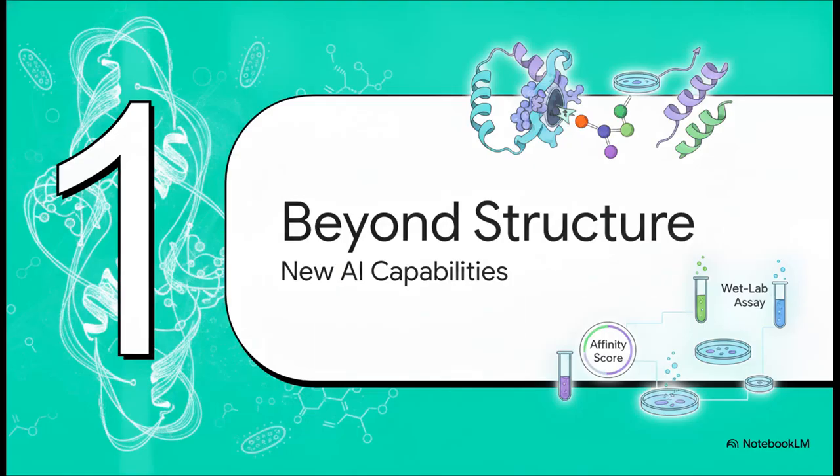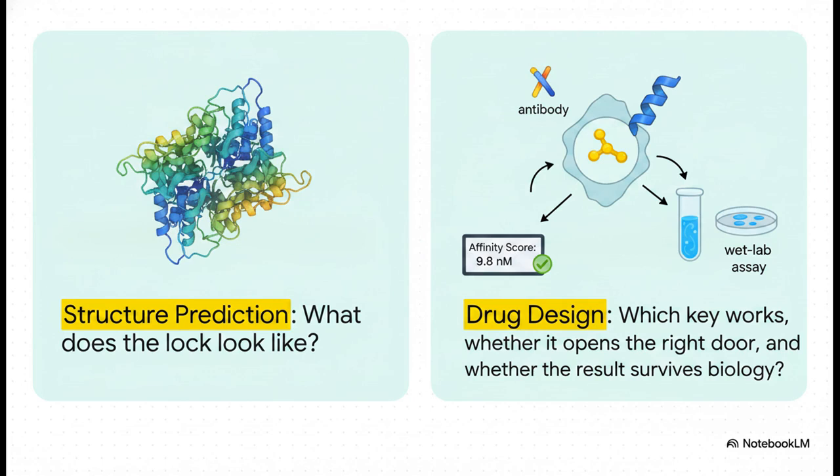All right, Section 1, Beyond Structure Prediction. To really wrap our heads around this transition, think about a classic lock and key metaphor. For a while now, amazing open source tools like AlphaFold 3 have been showing us exactly what the biological lock looks like. That's structure prediction, right? It answers the what. It's descriptive.